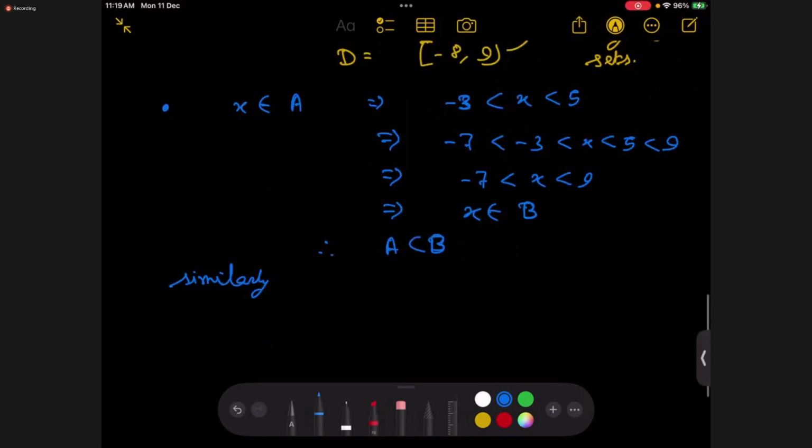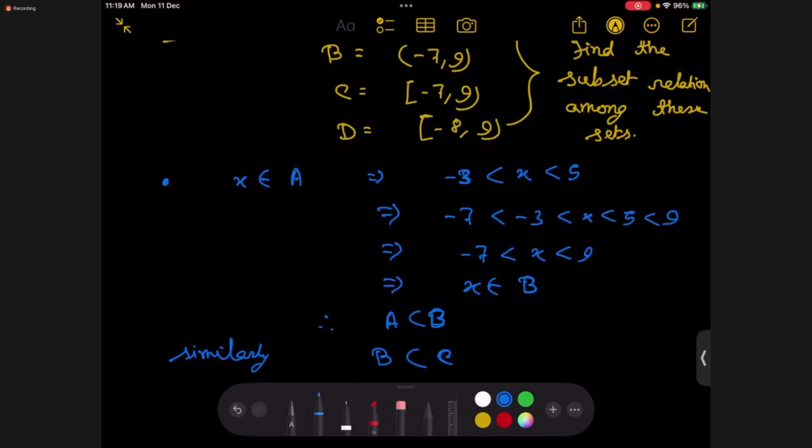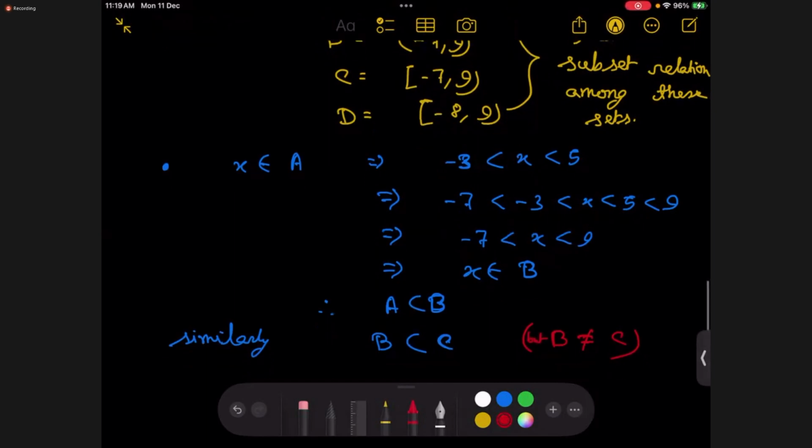Similarly, we can show B is a subset of C. Why is this? Just think once. Every element of the set B is obviously an element of C, but C has an extra element. Which one is that? Minus 7. So note one thing, that we can't say B is equal to C. B is not equal to C. The containment is true, but equality is not true.